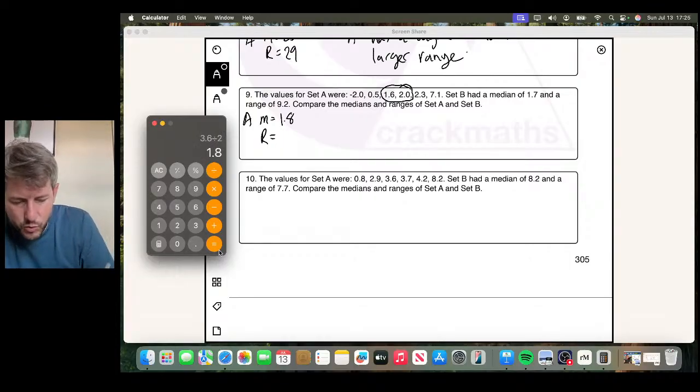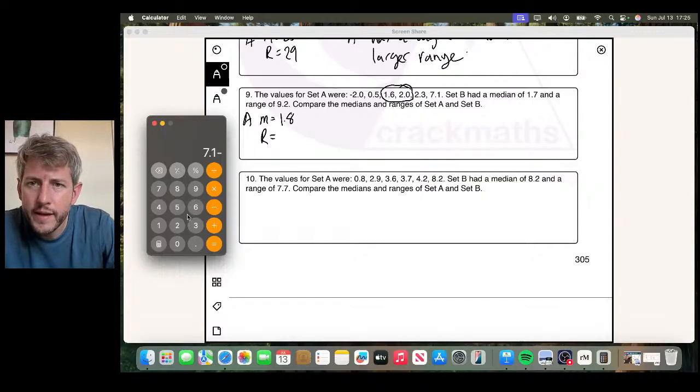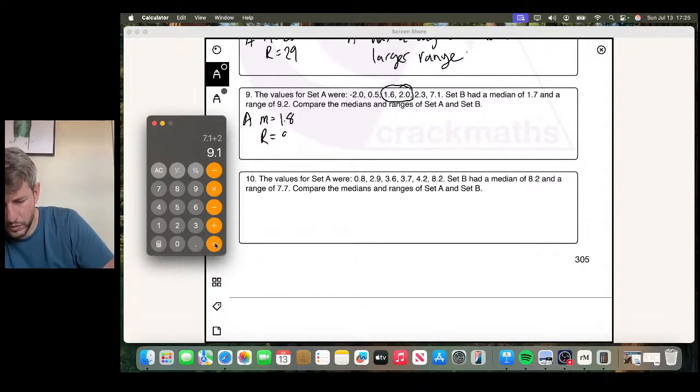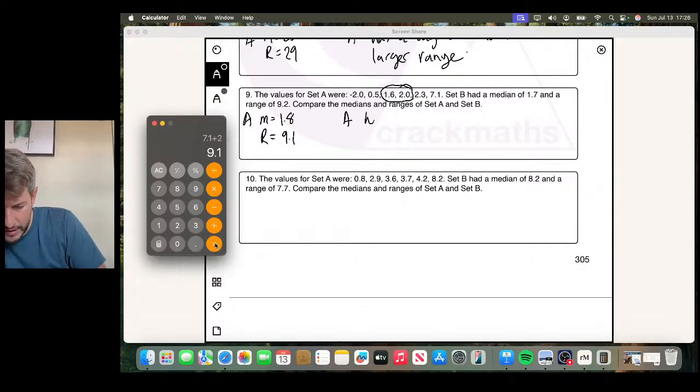And then the range will be 7.1 take away 2, but -2, so that becomes positive. There we go, 9.1. Okay, so they're very close, but set A has a slightly higher median and a slightly lower range. A has higher median and smaller range.